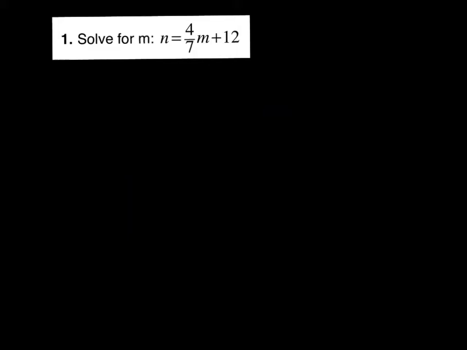Solve for m. We have n equals 4/7 m plus 12. If you want to give it a shot on your own, copy it down, pause your video, and give it a shot. Otherwise, I'm going to go ahead and jump in. I'm going to use this nice purple. Alright, so we're trying to isolate the m here. So n is equal to 4/7 m plus 12, and we're trying to solve for m. So I'm going to underline it. That's the one I want to solve for.